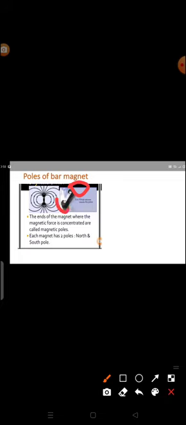Every bar magnet always has two ends whose attracting capacity is more than other parts, which means the ends of the bar magnets have more attracting power compared with other parts. That's why those are called poles of a bar magnet. Children, so these are the ends of a magnet. These have more attracting power compared with the other parts. That's why these are called poles of a bar magnet.